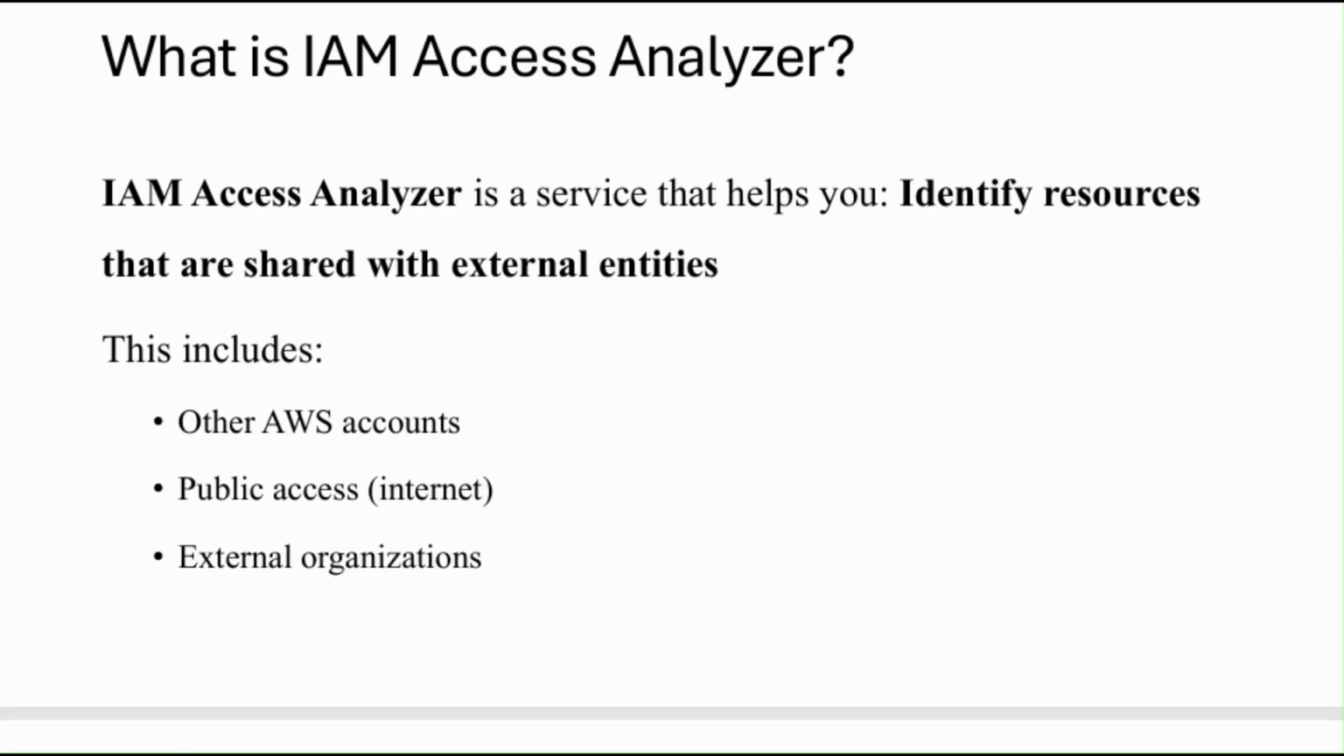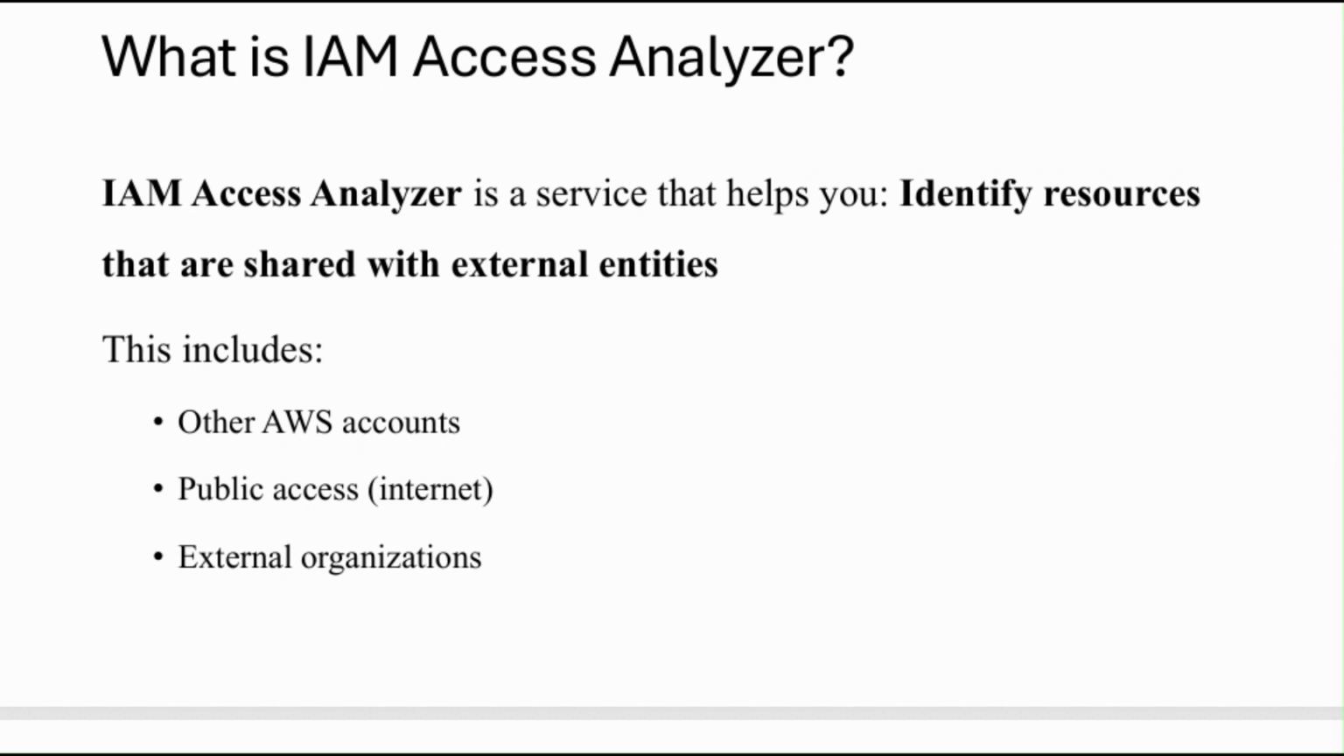So let me explain what IAM Access Analyzer does. IAM Access Analyzer is a service that helps you find something very important. It finds resources that are shared with people outside your AWS account. What does outside your AWS account mean? It means other AWS accounts, public access, that means anyone on the internet can access it. External organizations means people outside your company.